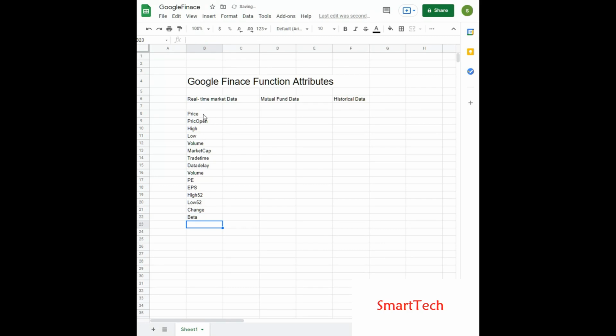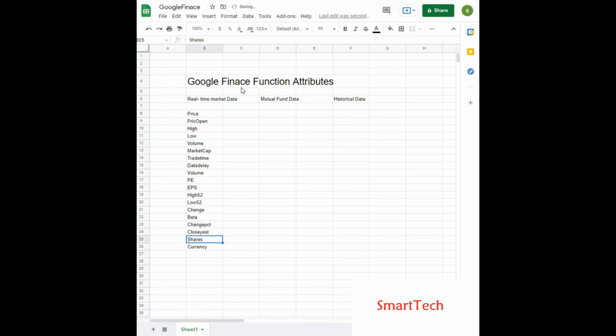So the next one is change PCT, that means the percentage change in the stock price since yesterday's close. And the next one is close yest, yesterday's closing price for the stock. And next one is shares, the number of shares outstanding of the stock. And the last one is currency, the currency in which the stock is traded.